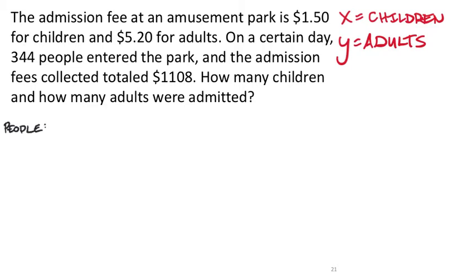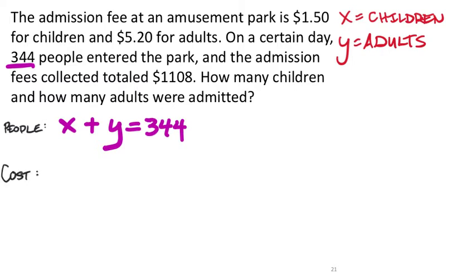So I'm going to write an equation just based on people, okay? And so I'd say you'd have children, that's the x, and then you'd have adults. Just add those two together, and that will tell you how many people entered the park. It says up here that it was 344 people. So that equals 344. So this total sets up very nicely with a standard form equation, okay?